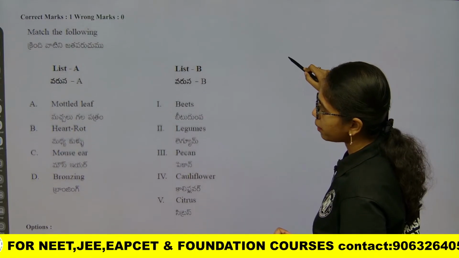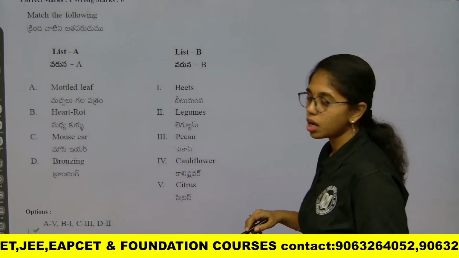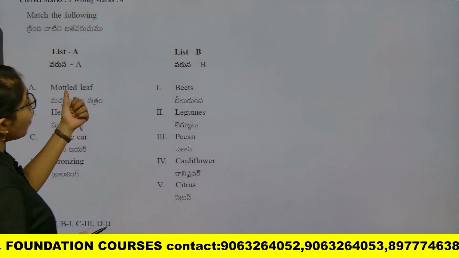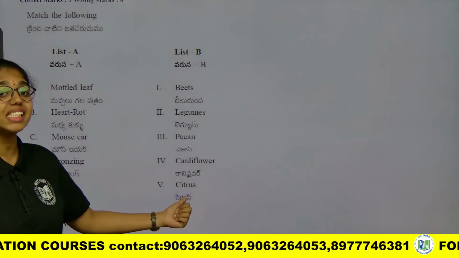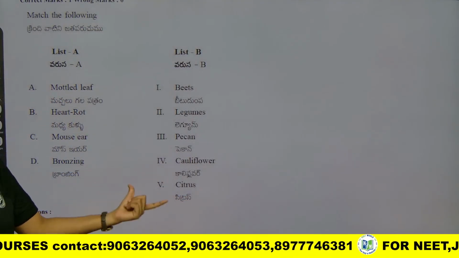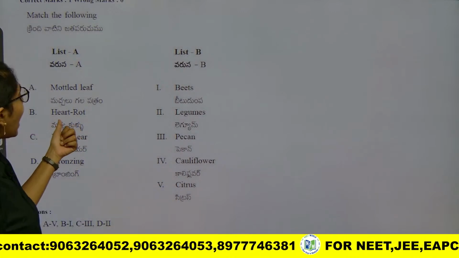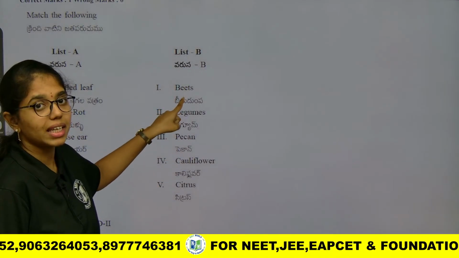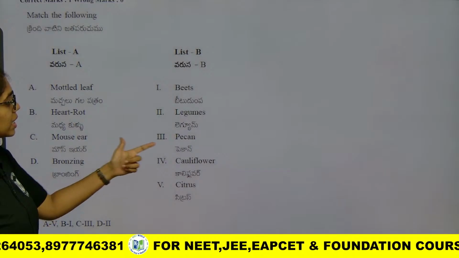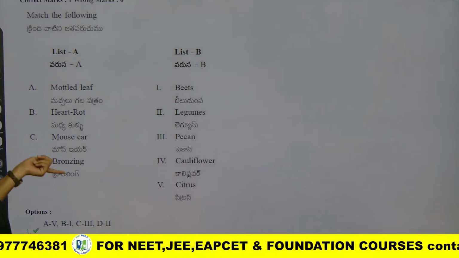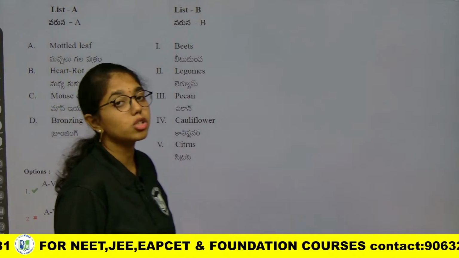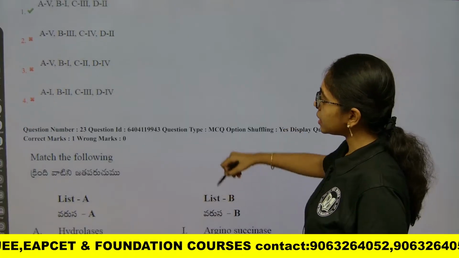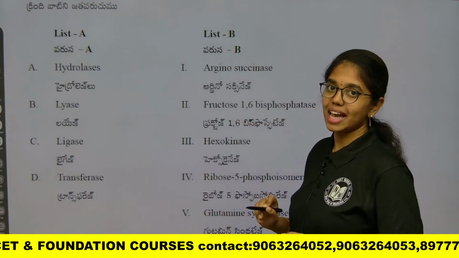Here is a match the following type of question. This is based on the diseases of the plant. Each disease is given and the plant is given with respect to this. Mottled leaf is observed in the citrus plant, especially the leaf areas will get affected. Next, heart rot, which occurs at the central region of the plant part, is mainly seen in the beets. Mouse ear is observed in pecan and bronzing is observed in the Fabaceae members, those are legumes. This is a direct question from academy. Diseases and the plants, and this next one is from the enzymes of biomolecules.